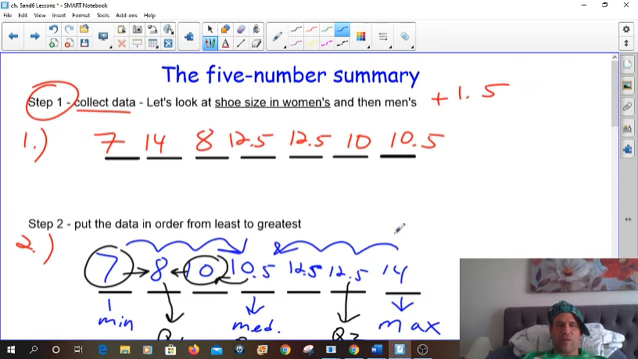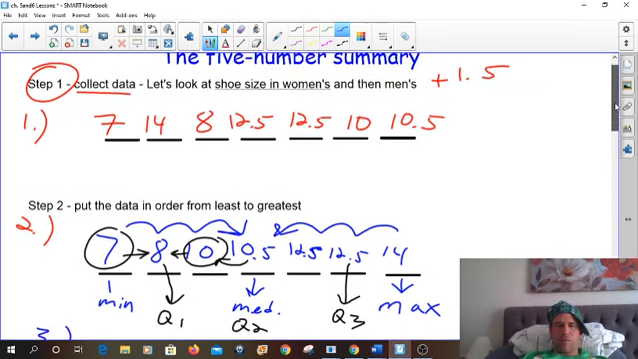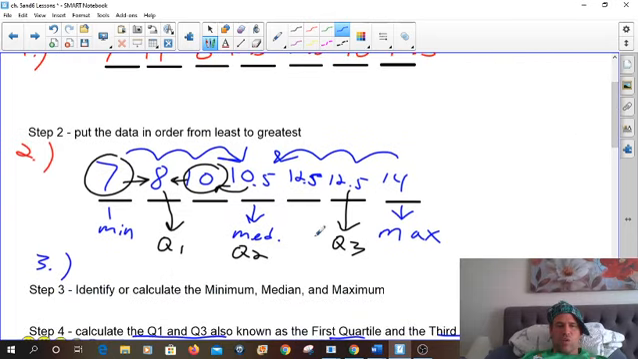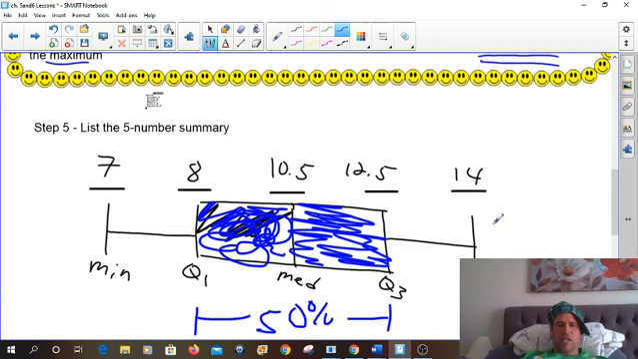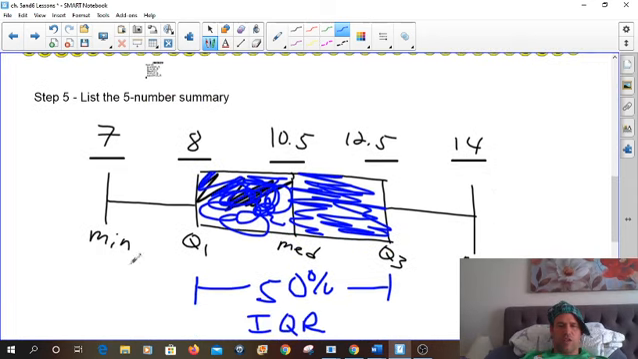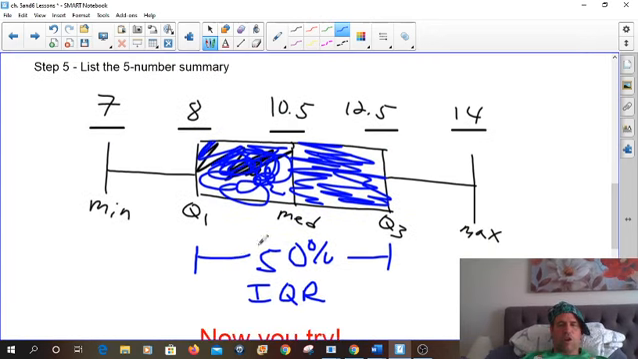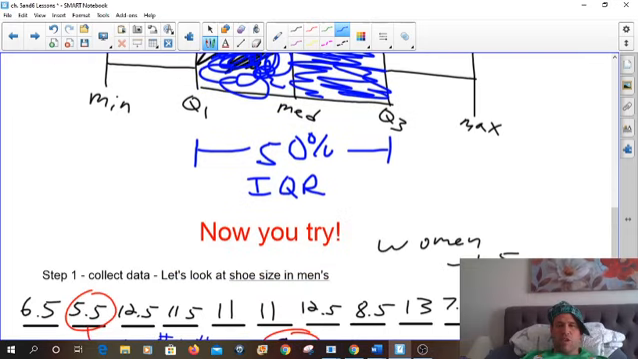So starting off, we learned last week about doing the 5-number summary: minimum, maximum, Q1, Q3, and median, and then making a box and whisker plot, right? Just like this, where your minimum, Q1, median, Q3, and maximum make up your box and whisker plot. The IQR is 50% of your data.